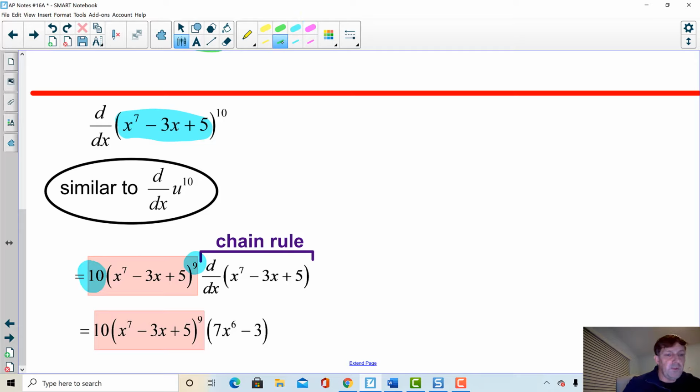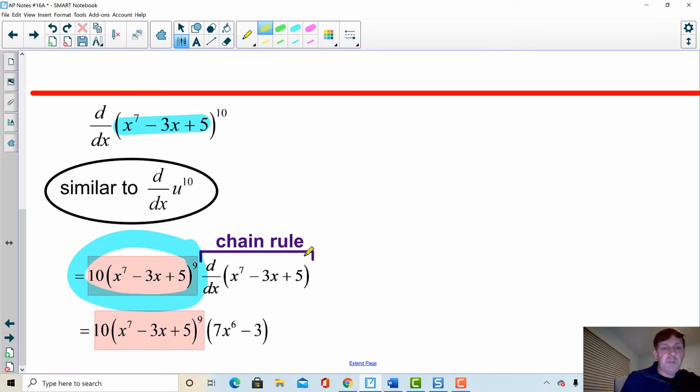Now there's only one other thing you got to do, and that's the derivative of all that stuff. That's actually called the chain rule. The derivative of all that stuff is going to be 7x to the 6 minus 3. So you can do it a whole lot faster if you do it that way. Again, you just pretend this is an x, you do the derivative, and remember, because it wasn't an x, you still have to do the derivative of all that stuff in the middle. When you do that derivative, you get 7x to the 6 minus 3.